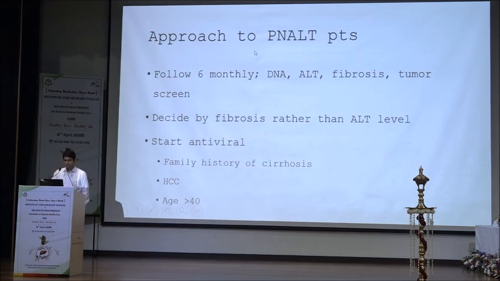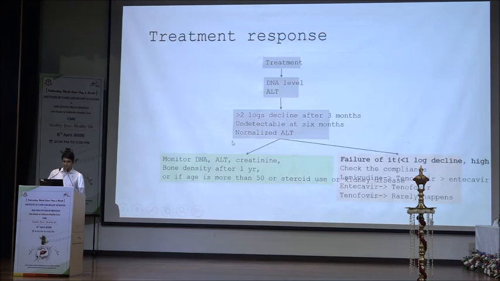So what should be the approach for patients with persistently normal ALT? These patients should be closely followed at an interval of 6 months with regular DNA and ALT, fibrosis assessment, and also tumor screening. The requirement of treatment should be decided by fibrosis rather than ALT levels. One should start antiviral treatment if there is family history of cirrhosis or HCC, or there is long exposure to the hepatitis B virus, like a patient whose age is more than 40 years.